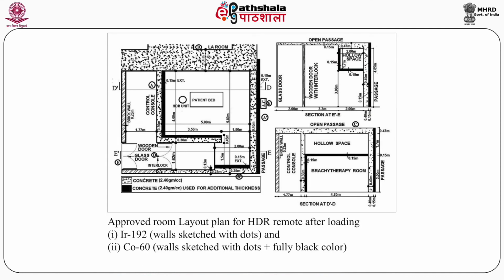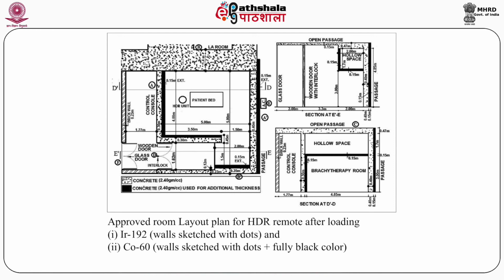This figure shows the room diagram of brachytherapy. We can see here the indirect entry into the room, and the wall thickness is more because of the activity of the source. The gamma energy is used in this case. For gamma radiations, high density concrete walls are used, which can be seen here. The whole room, whole walls are made up of concrete of high density.